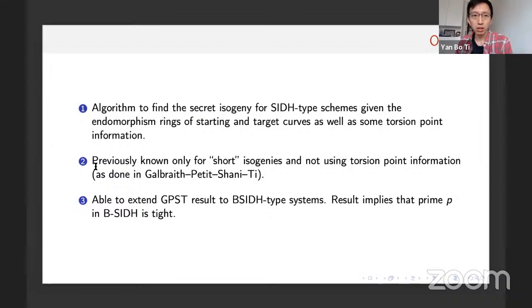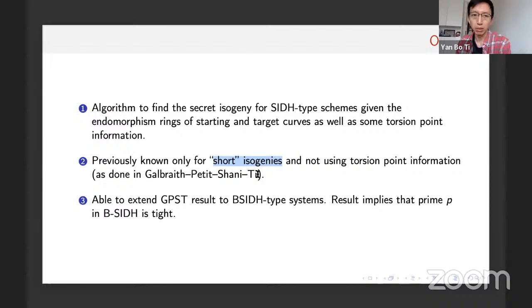So originally, we know that given the endomorphism rings of the starting and target curves in the SIDH setting, we are able to recover isogenies, or rather the equivalent isogenies, because what we're recovering is actually the connecting ideals. But this only works for SIDH because we take advantage of the fact that SIDH produces short isogenies. I'll explain what it means in the next slide. And we are not using torsion point information. So this is known in 2016.